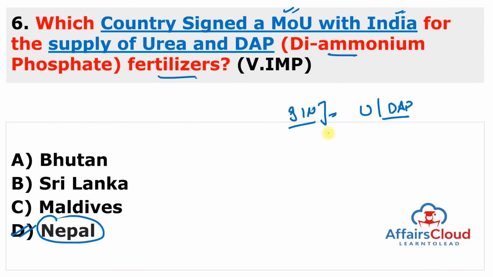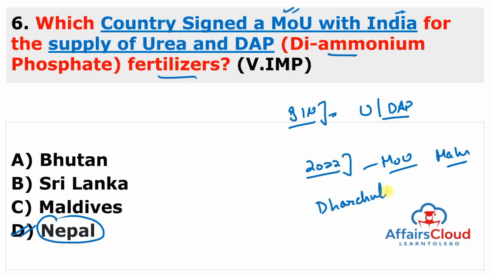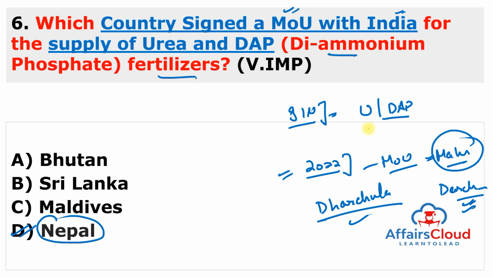So you have to remember, in February 2022, both nations also inked a memorandum of understanding for the construction of a motorable bridge over the Mahakali river. This is very important, and it will connect two areas. One is Darchula, situated in Uttarakhand, and the next is also known as Darchula, situated in Nepal. So both have the same name. It will connect Uttarakhand and Nepal with Indian grant assistance. This was signed recently in February 2022.